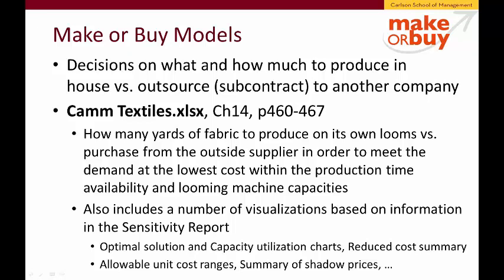So the first of those from Chapter 14 here is CAM Textile, which is faced with decisions on how many yards of fabric to produce on their own looms versus purchase from the outside supplier in order to meet customer demand at the lowest cost. The constraints involved in this make versus buy model include production time and machine capacities, and the objective function includes the company's own production costs as well as the purchasing costs from the supplier.